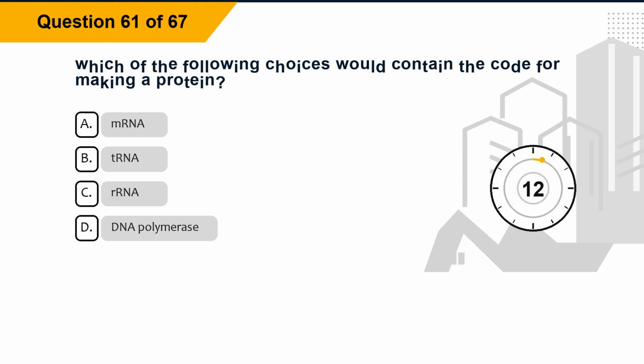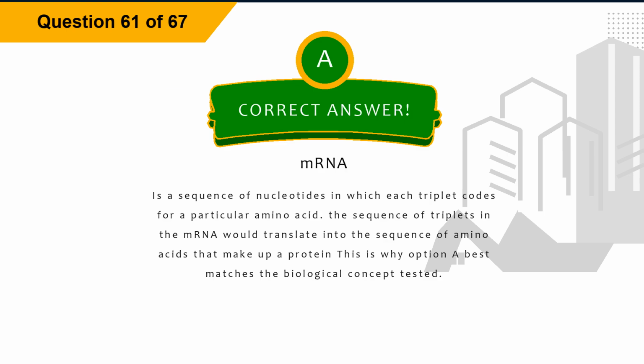Question 61. Which of the following choices would contain the code for making a protein? Option A, mRNA. Option B, tRNA. Option C, rRNA. Option D, DNA polymerase. The correct answer is option A, mRNA. Explanation: mRNA is a sequence of nucleotides in which each triplet codes for a particular amino acid. The sequence of triplets in the mRNA would translate into the sequence of amino acids that make up a protein. This is why option A best matches the biological concept tested.